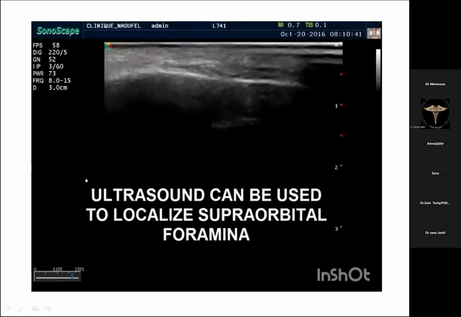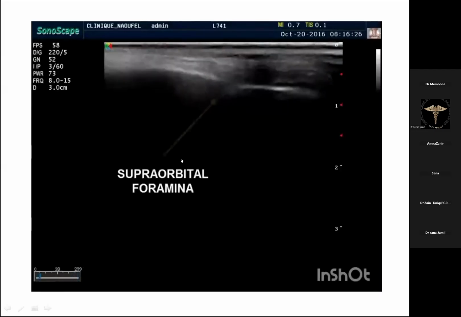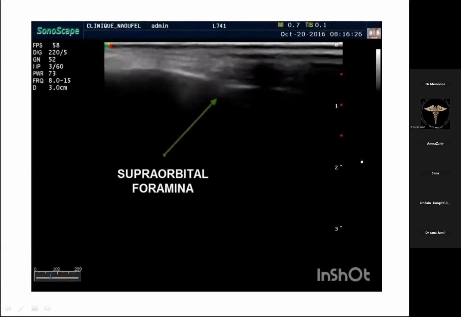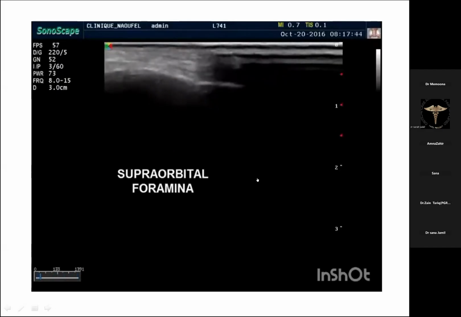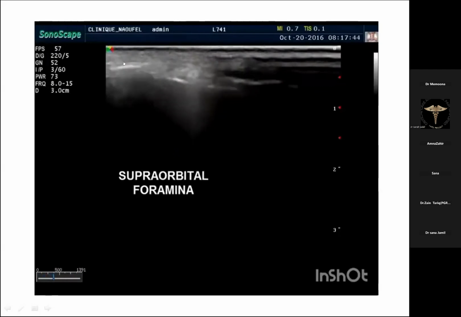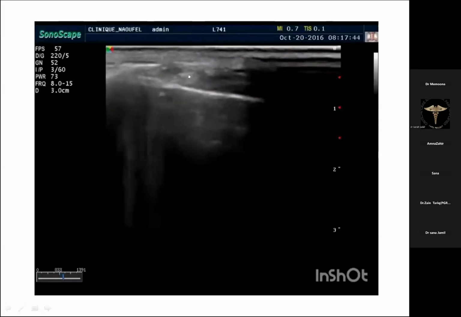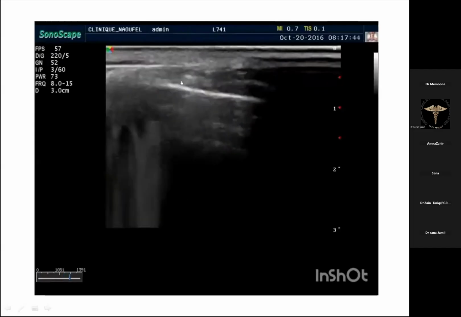Here you can see that we are trying to localize the supraorbital foramen by the ultrasound. Once we identify the supraorbital foramen, we are going to inject our local anesthetic just above this foramen. You can see here the needle is being brought in by the in-plane technique and the local is injected. After injecting, the nerve may or may not be visible, and it is not necessary to visualize the nerves.